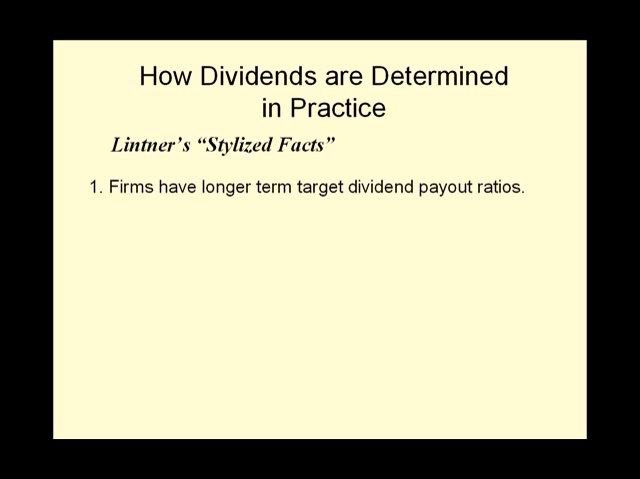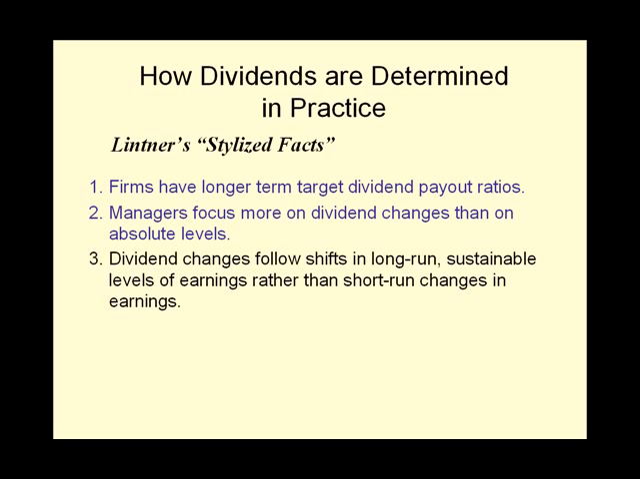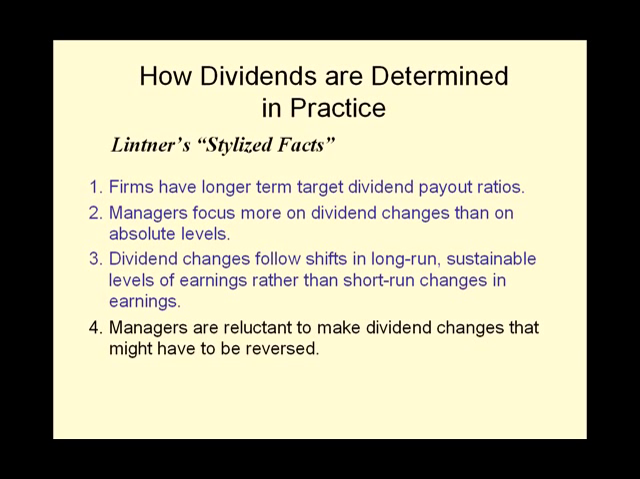First, firms have longer-term target dividend payout ratios rather than short-term, year-to-year targets. Second, managers focus more on dividend changes than on absolute dividend levels. Third, dividend changes follow shifts in long-run sustainable levels of earnings rather than short-run changes in earnings. Fourth, managers are reluctant to make dividend changes that might have to be reversed.